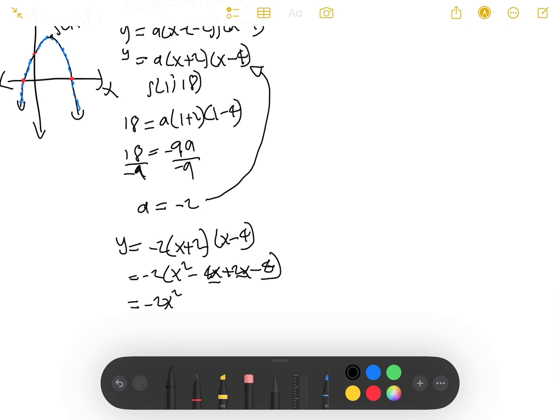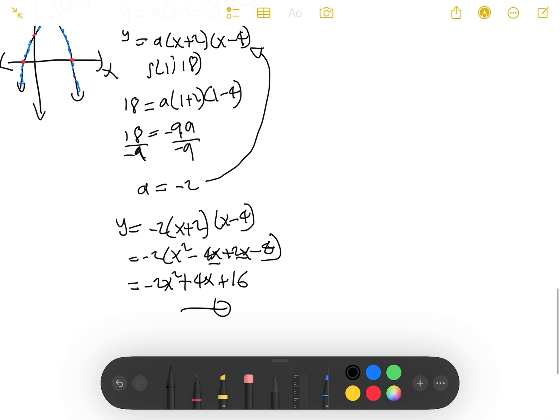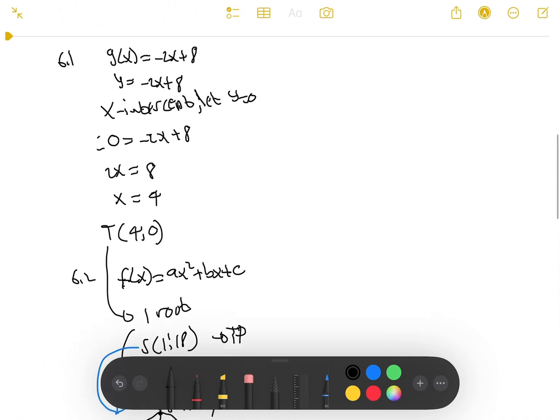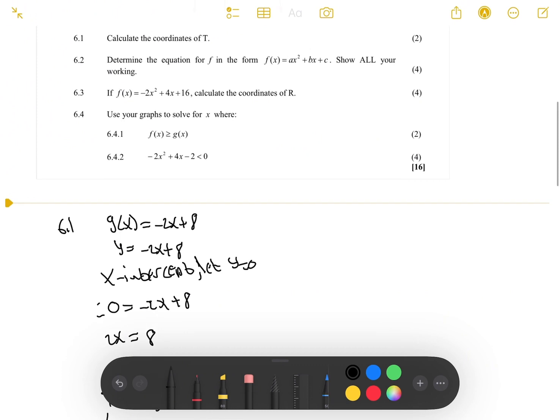From this, we end up with negative 2x squared. Let's multiply this by negative 2, and then negative 2 times negative 2 is positive 4. Therefore, we get positive 4x, and then negative 2 times negative 8 is positive 16. So this right here is the final answer, right? And now, off to 6.3.